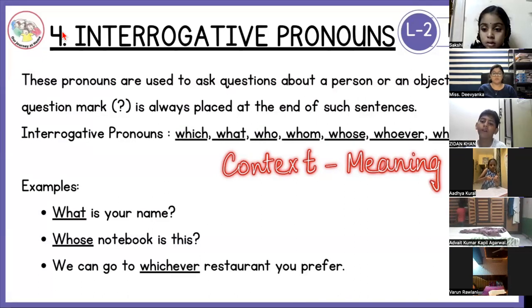Just take a note of this. Then we can move on to the next example sentence.